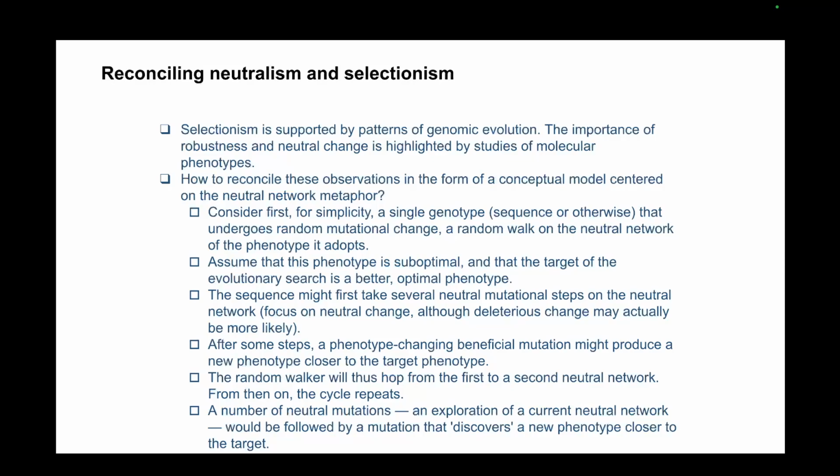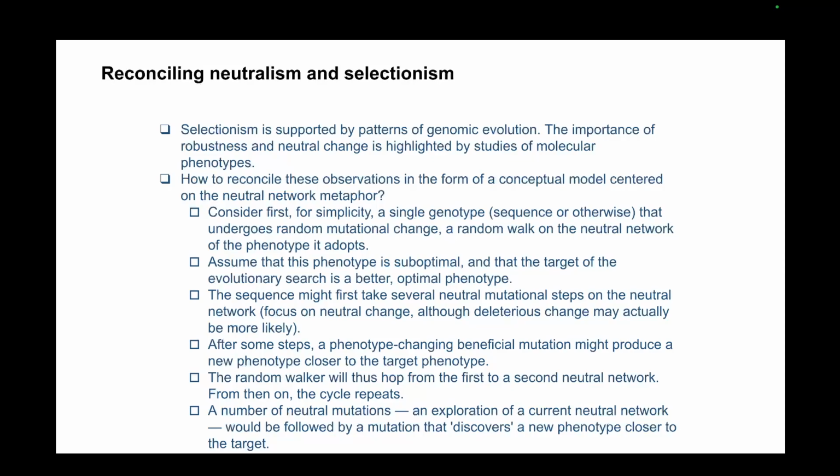The sequence might first take several neutral mutational steps on the neutral network. Just focus on the neutral change, although deleterious changes are more likely in real biological systems. It is more likely that you'll have a deleterious change, which will result in a loss of function or something like that, than a neutral one. But let's assume that the sequence takes a single point mutation across the genotype map, and the changes are neutral in nature.